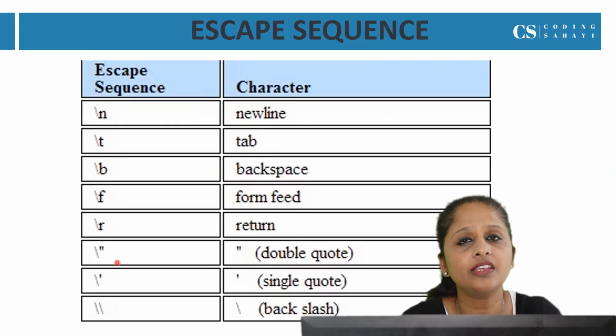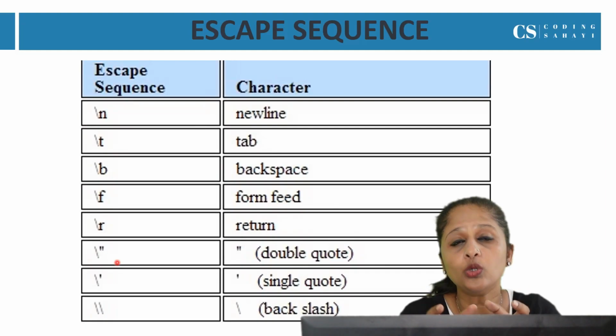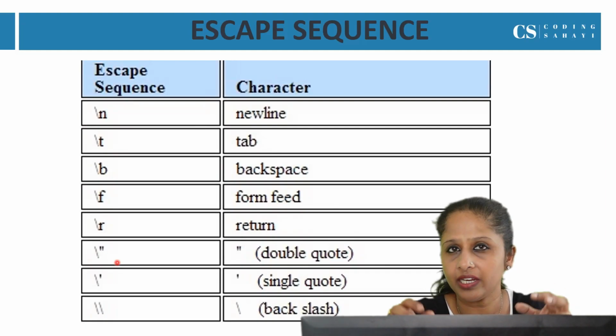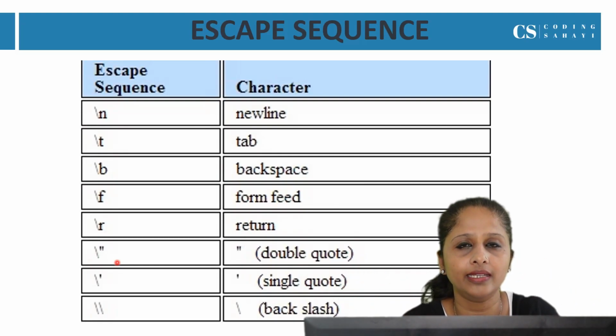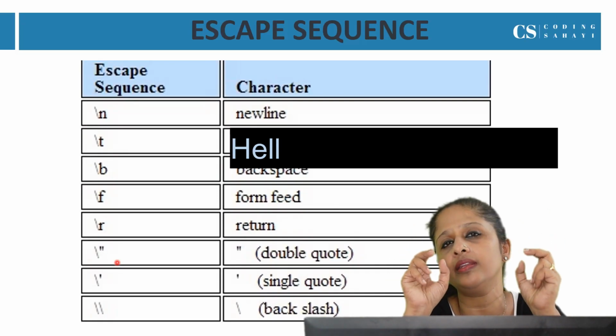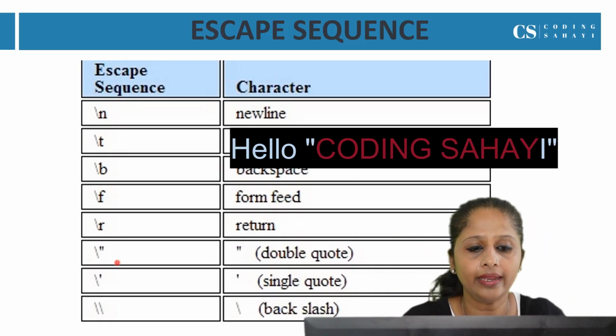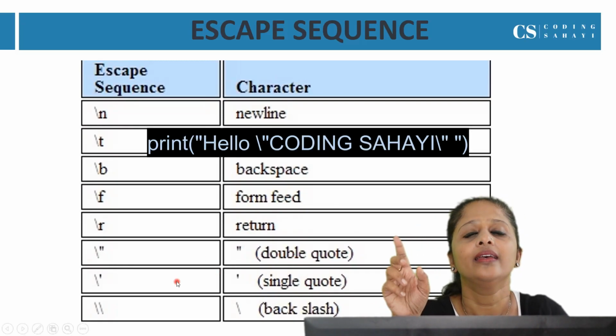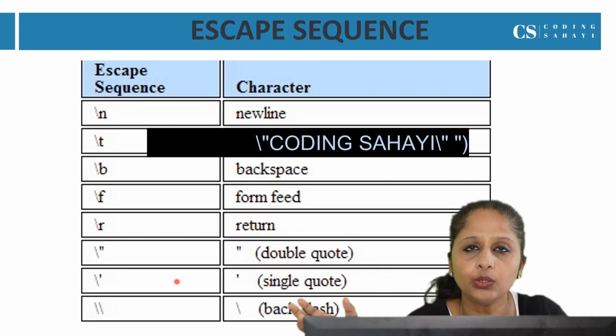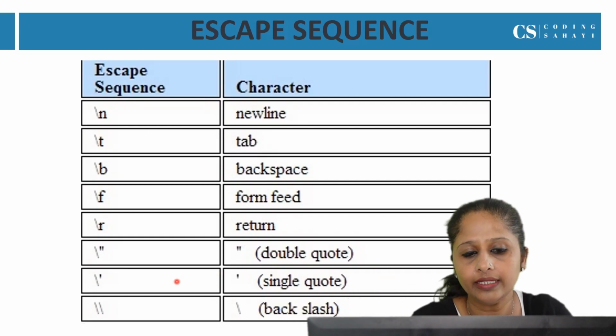Suppose in a sentence if you want to give double quotes in between, already in the print statement we are giving an opening quote and closing quote, it is not that one. Hello coding Sahai, if you want to give coding Sahai in double quotes, then we can give this double quote option, that is hello then \" then coding Sahai, like that you can give. So you will get a double quote inside that.